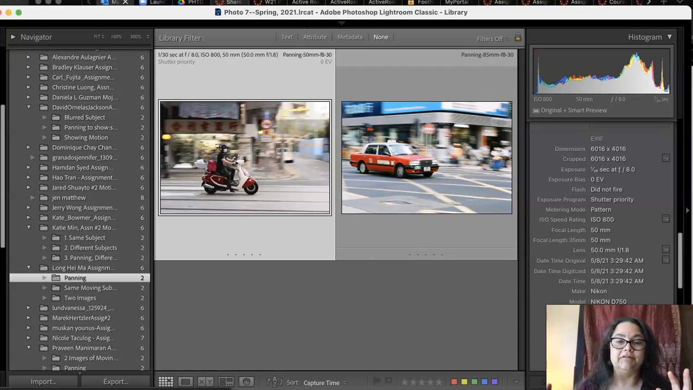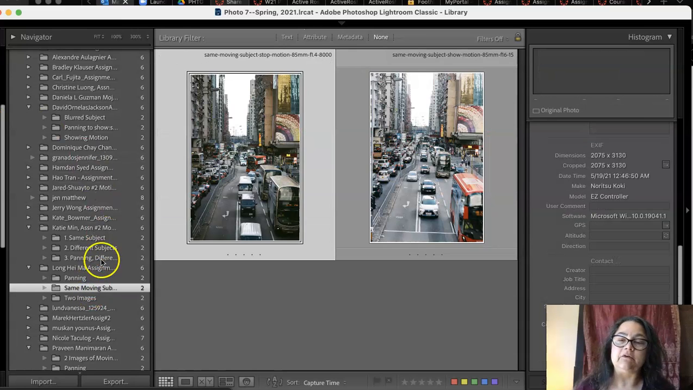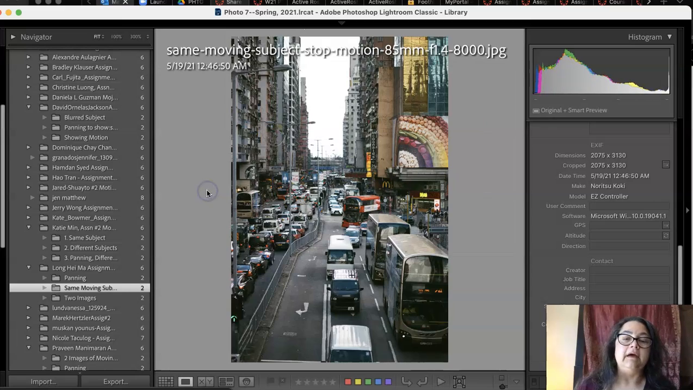It gives a sense of being there, you know, like in the middle of the road. So I like the effect that you got here with the panning. Good job. So the same subject moving.